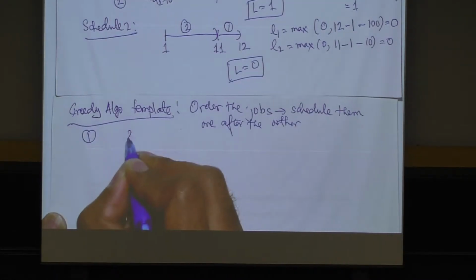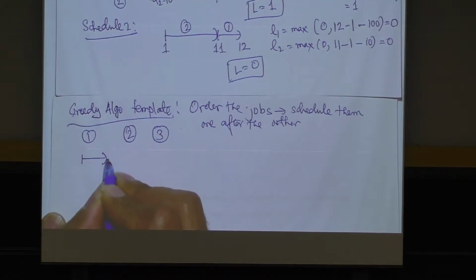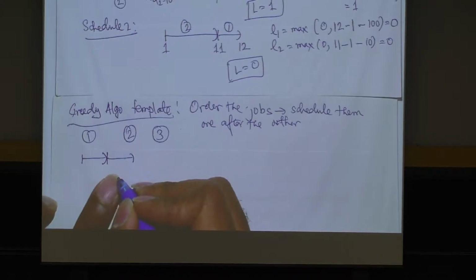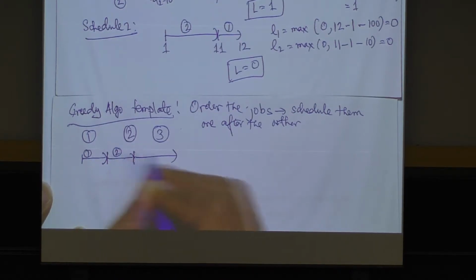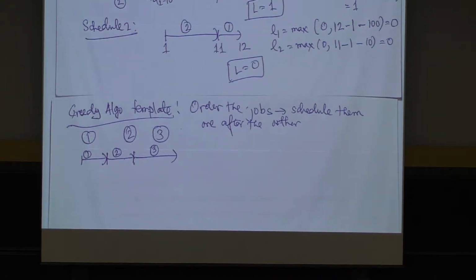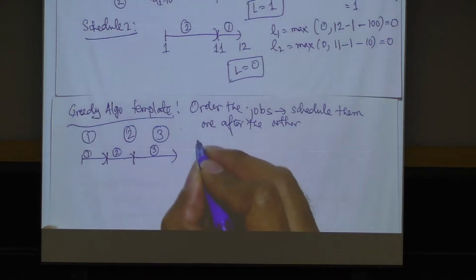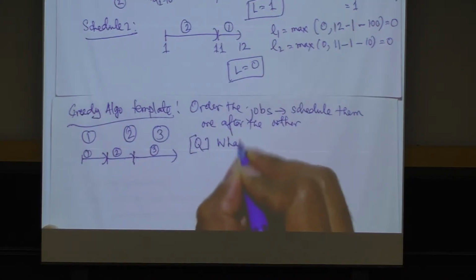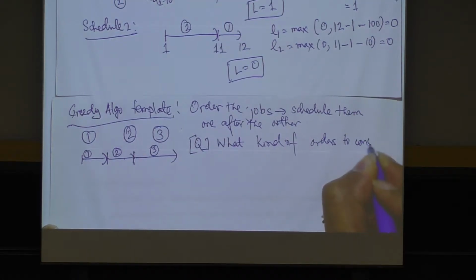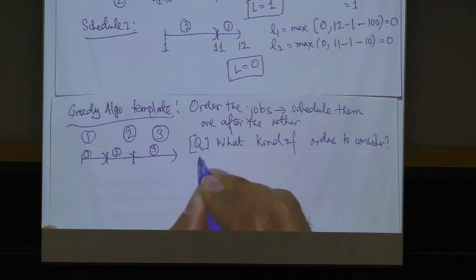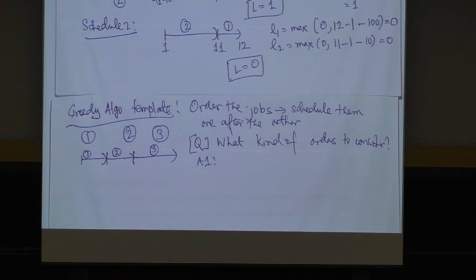What I mean by that is, if you say the order is 1, 2, 3, then there is no space when 1 finishes and 2 starts, right? So there is no gap between 2 consecutive jobs. So this is what I mean, schedule them right after the other. The start time of the current job will be exactly equal to the finish time of the previous one. So a natural question is, what kind of orders to consider? So we already have 3 answers, one of which we know does not work.